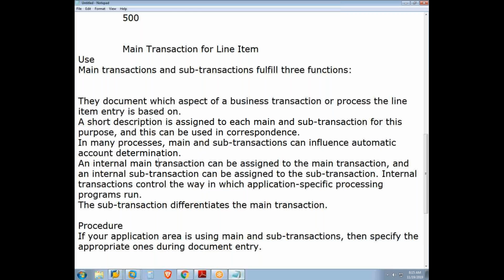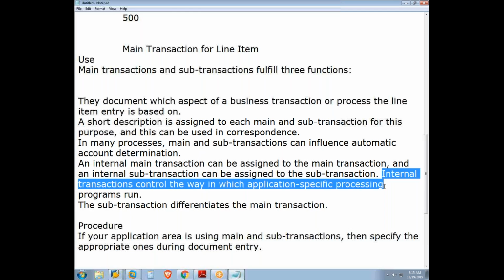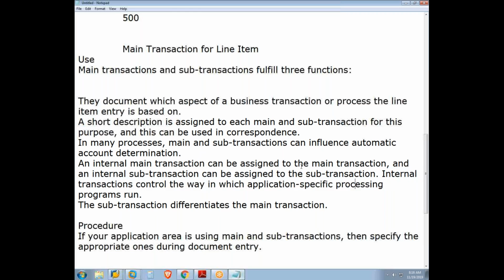An internal main transaction can be assigned to the main transaction. An internal sub-transaction can be assigned to the sub-transaction. Internal transactions control the way in which application-specific processing programs run. It is not saying that it should be assigned, it can be assigned. That means it is not necessary to assign every external main transaction to an internal main transaction, or every external sub-transaction to an internal sub-transaction.